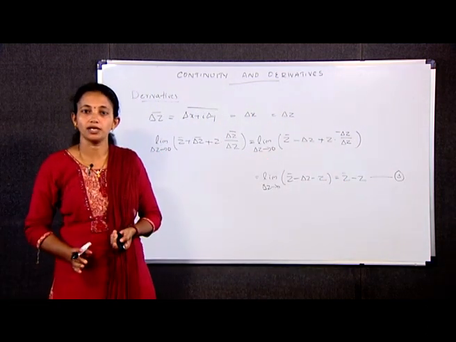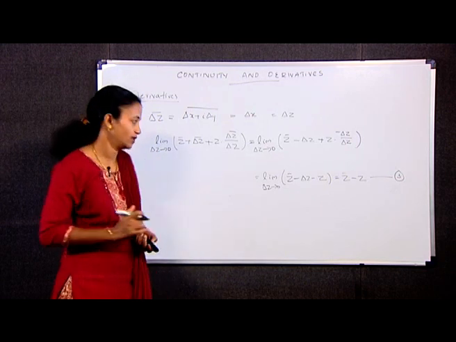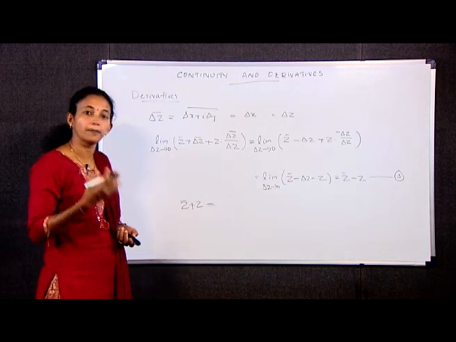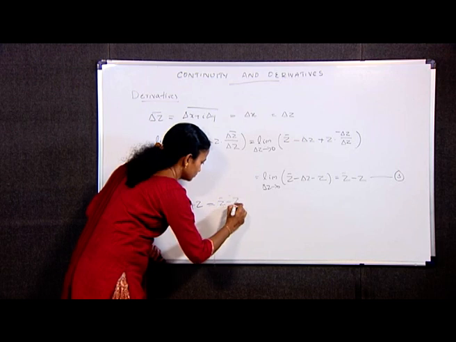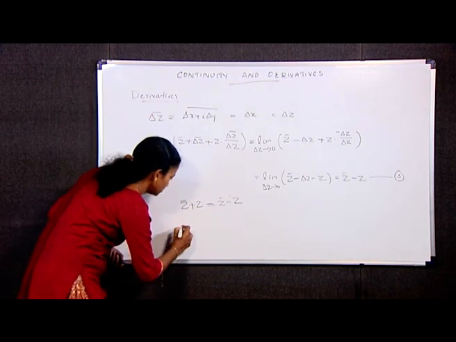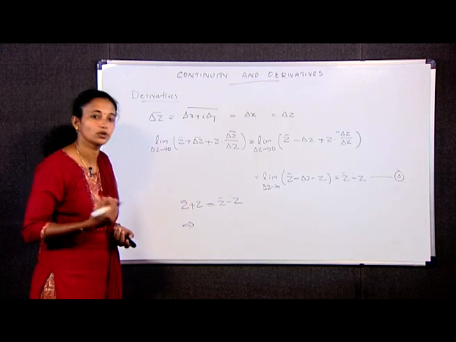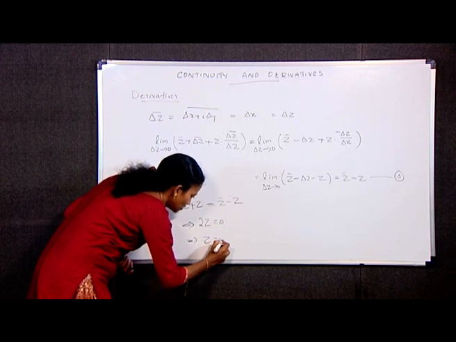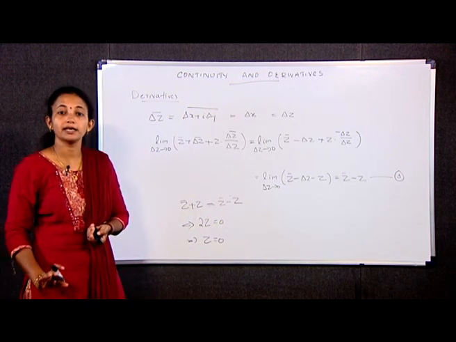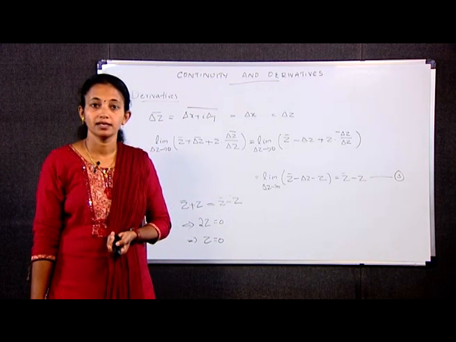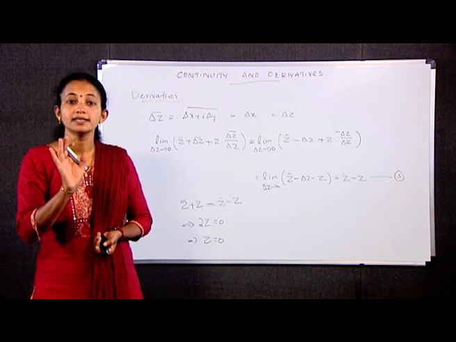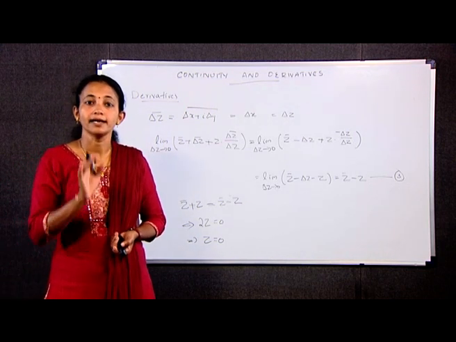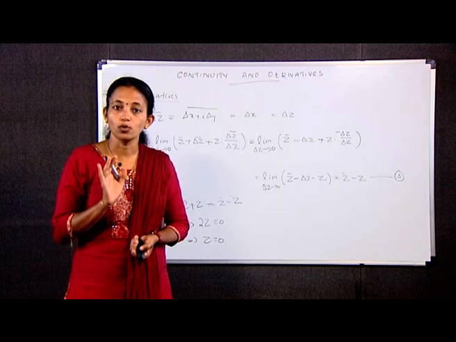Since a limit is unique, it follows from 2 and 3 that z bar plus z is equal to z bar minus z, which gives 2z is equal to 0, which implies z is equal to 0 if dw by dz exists. But this is a contradiction to the fact that z is not equal to 0. This contradiction leads us to state that dw by dz exists only at the origin.